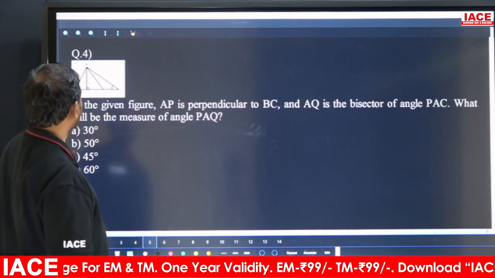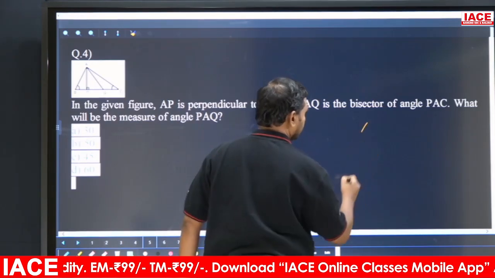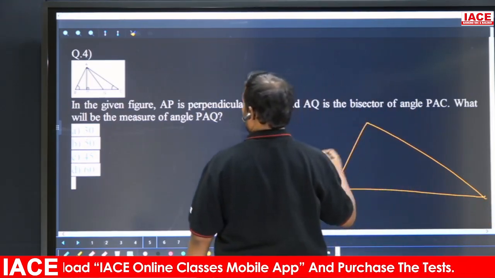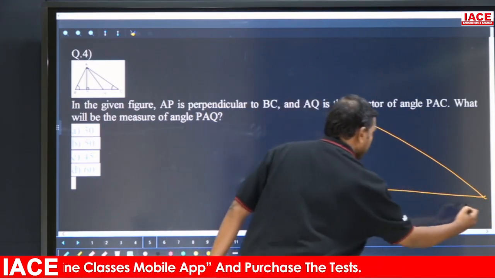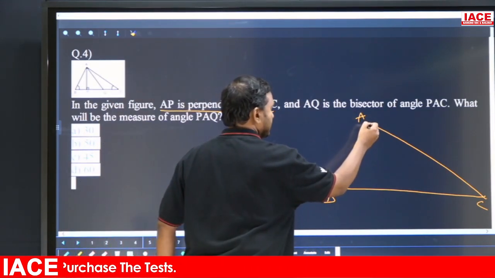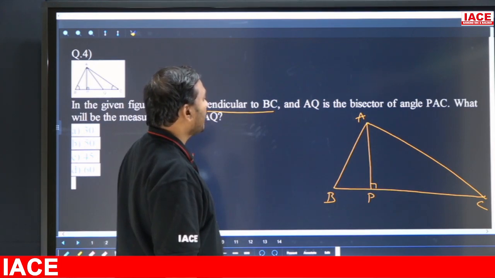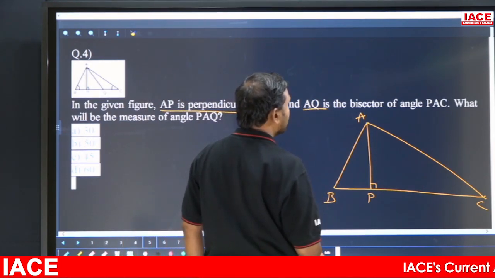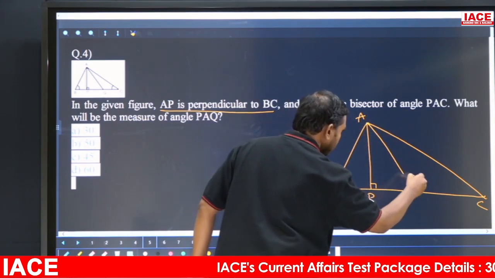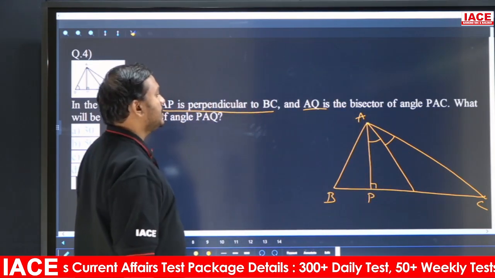Question number 4. See, I'm drawing the diagram again. In triangle ABC, AP is perpendicular to BC, and AQ is the bisector of angle PAC. So this angle and this angle are equal, PAQ and QAC.